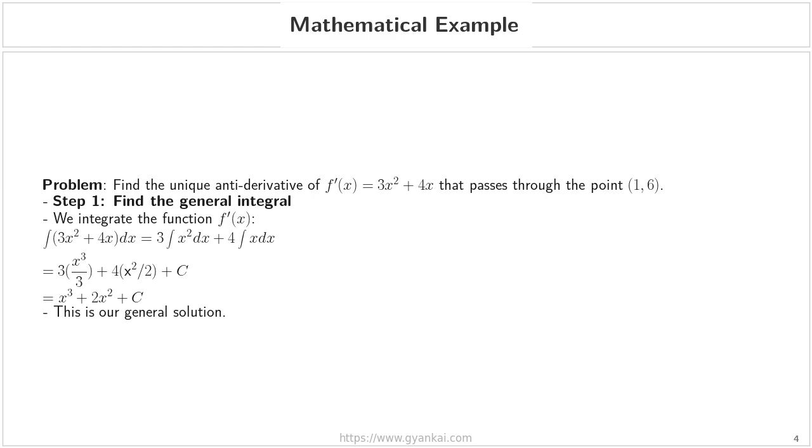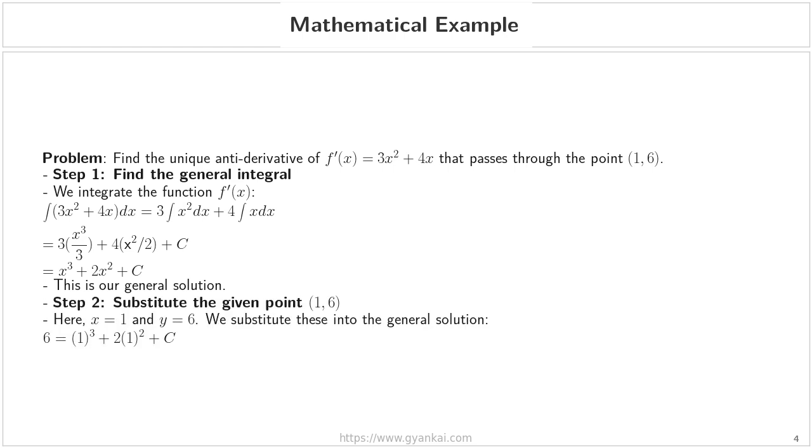Now, let's integrate each term. The integral of x squared is x cubed over 3, and the integral of x is x squared over 2. So we have 3 multiplied by x cubed over 3, plus 4 multiplied by x squared over 2, and don't forget the constant of integration. Simplifying this, the 3's cancel out in the first term, and 4 divided by 2 simplifies to 2 in the second term, giving us x cubed plus 2x squared plus c. This, as we know, is our general solution, the family of all possible antiderivatives.